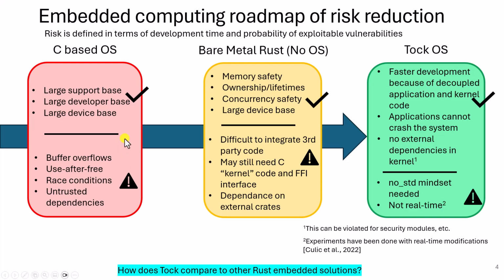If we go towards the right of reducing risk and look at switching from C to a memory safe language like Rust, but we look at it without an operating system, so just bare metal code, maybe with an event loop. Here we gain all the benefits of Rust: the memory safety, the ownership, the lifetimes, the concurrency safety, and there is a large device base to support bare metal Rust.